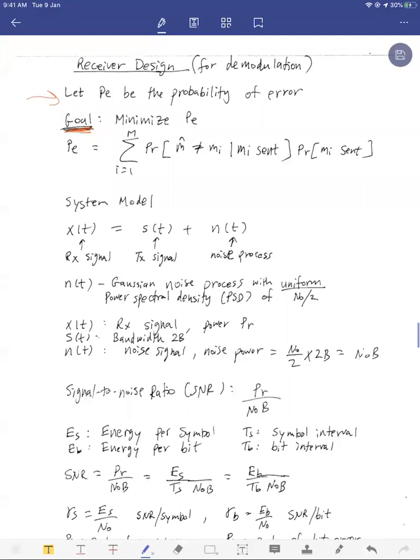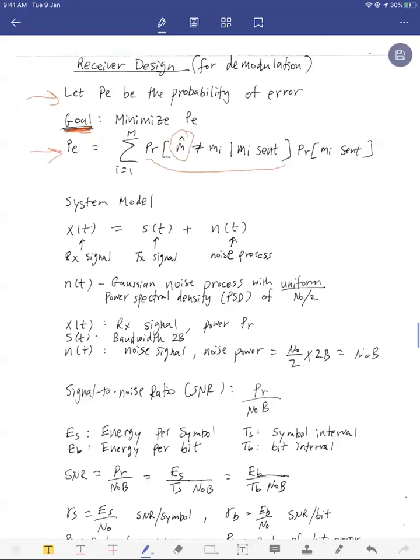Now, PE is defined here. Let's break down this definition. The first thing is, let's look at this term here. This is the probability that, given I sent MI, a particular message, my decoded message M hat is not equal to MI.